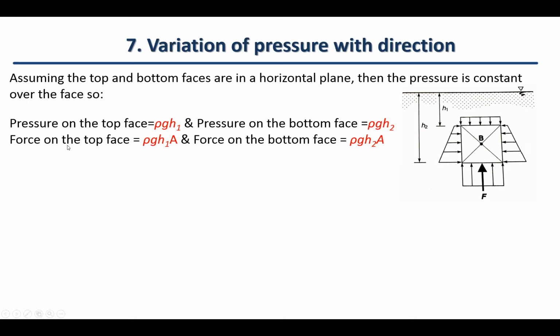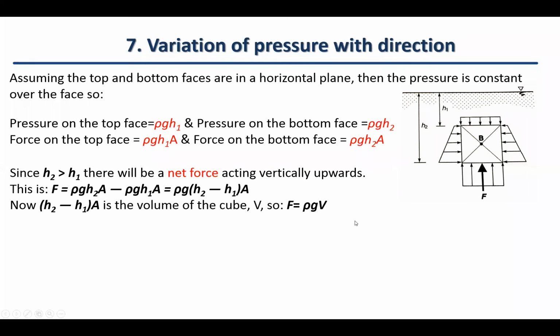Obviously the force on the top is rho g h1 times the area of the top, and the force at the bottom is rho g h2 A. So this is the situation that we have. Because h2 is bigger than h1, the net force, the resultant of the forces from the top and the bottom, is equal to the difference of the forces, which is acting vertically upwards. Why? Because the force at the bottom is higher than the force at the top.